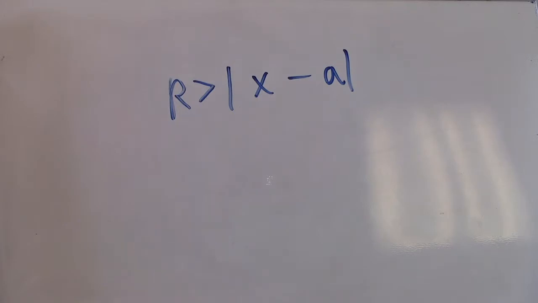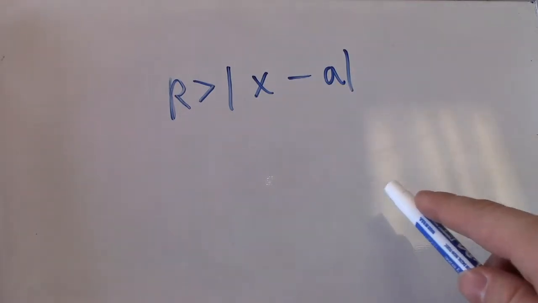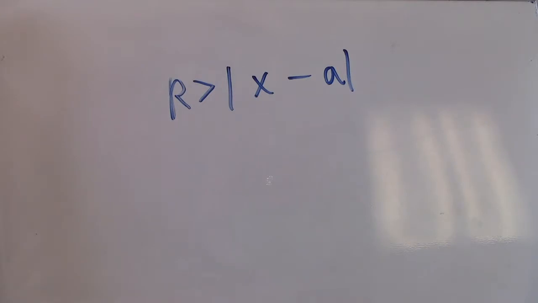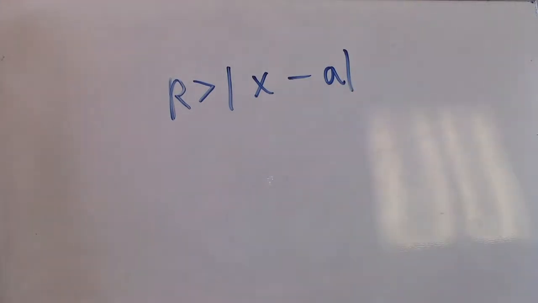Now, our radius of convergence, r, which is half the length of the interval, is greater than the absolute value of x minus a. And a is the center of our interval, which is why we call it the center. Now, what we do is we take a value of x and plug it in here to figure out its distance from the center. And as long as that distance is not greater than our radius of convergence, that value of x will cause our series to converge.